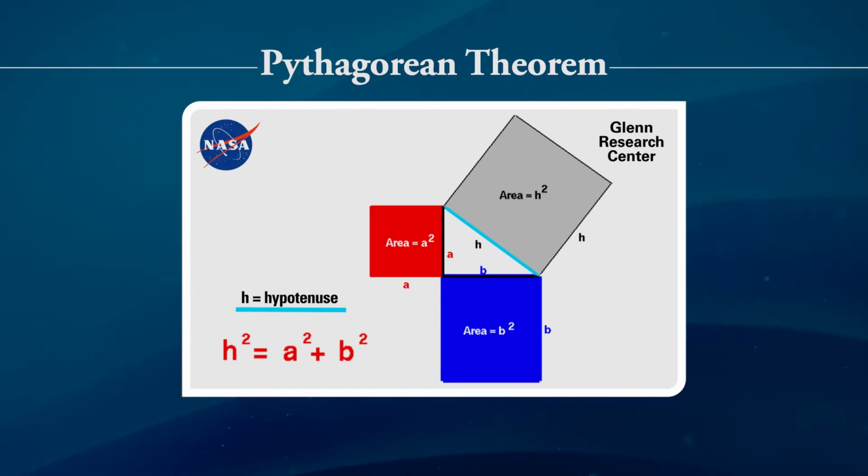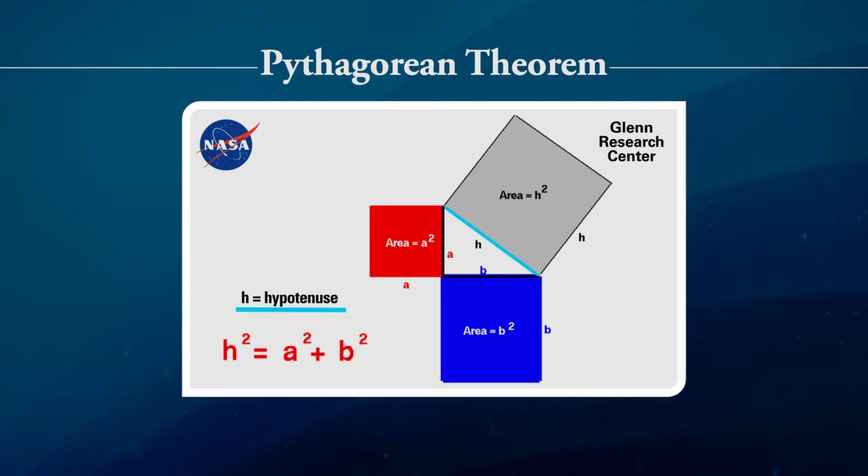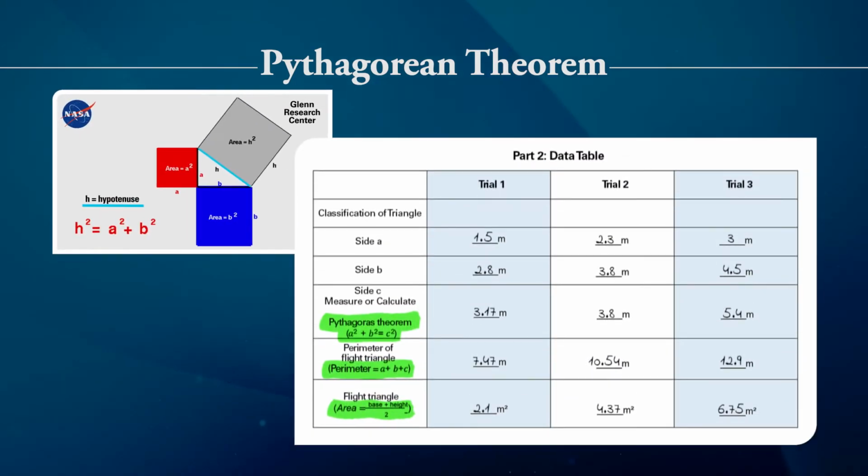Hypotenuse comes from 2 Greek words, hypo, which means under, and teinen, which means to stretch, since this is the longest side. For this activity, it is recommended to use the Pythagorean Theorem, which states that in every right triangle, the length of the hypotenuse is equal to the square root of the sum of the squares of the respective lengths of the legs or sides. Or, in every right triangle, the square of the hypotenuse is equal to the sum of the squares of the legs.